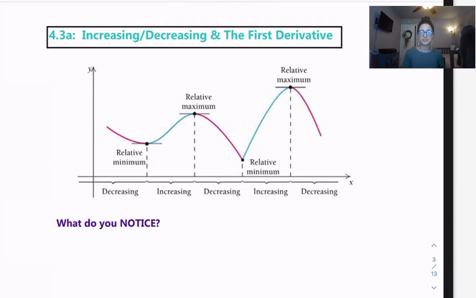I just want you to kind of notice what we're going to be looking at today, and notice that each relative min and max is followed by a change in direction. In other words, to create a min or max, you have to have a switch from increasing to decreasing, right? So that is what we're going to be looking at quite a bit this week.